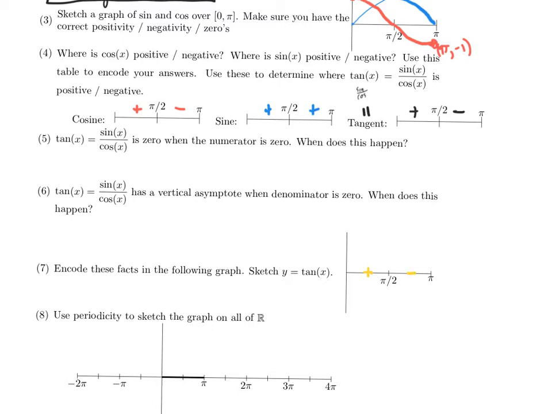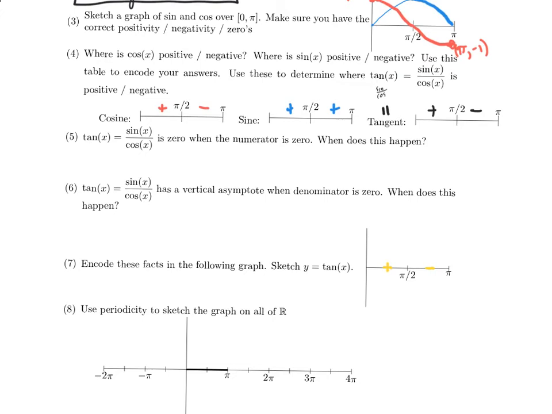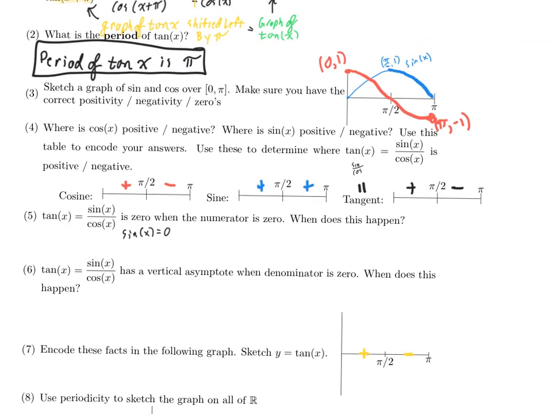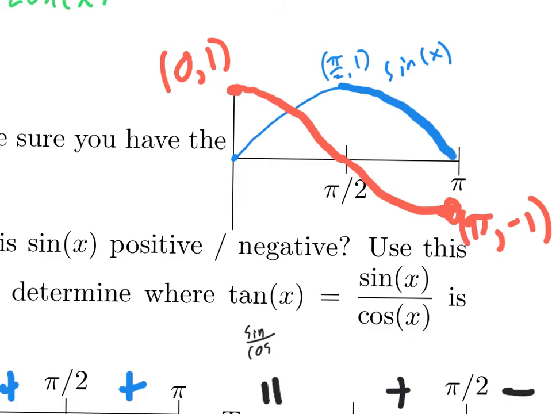So the next thing that I want to keep track of is where the vertical asymptotes are and where the x-intercepts are. X-intercepts are where the thing is 0. So tangent of x is 0 whenever sine of x over cosine of x is 0. But the only way that a fraction can be 0 is if the numerator is 0. When does that happen? That happens when sine of x equals 0. Maybe you could do that by just trying to remember, but we have the graph of sine of x. It looks like it's 0 at pi. It's 0 at 0.